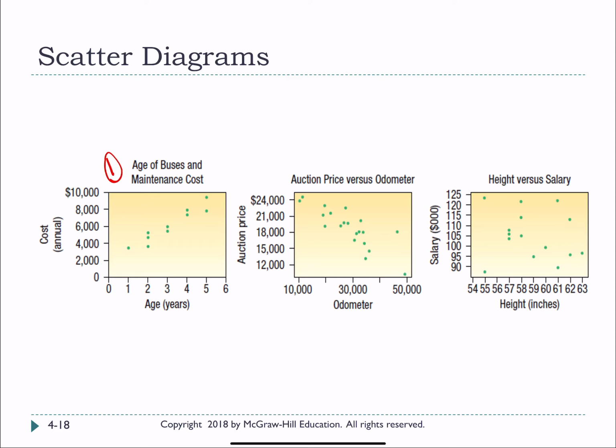And then the last one is just kind of all over the place. So we would just say that there is little relationship between, what's our data here? The height of a supervisor versus their annual salary.